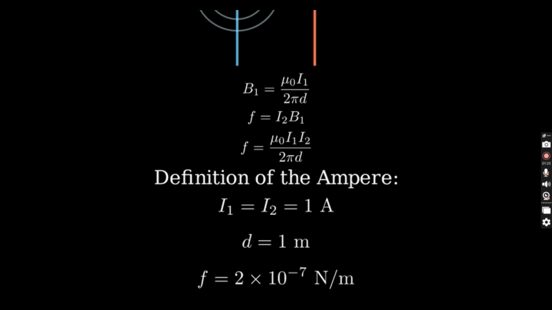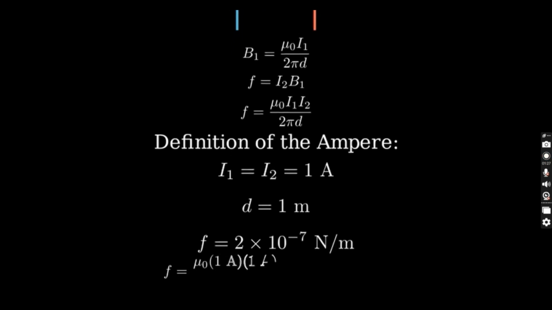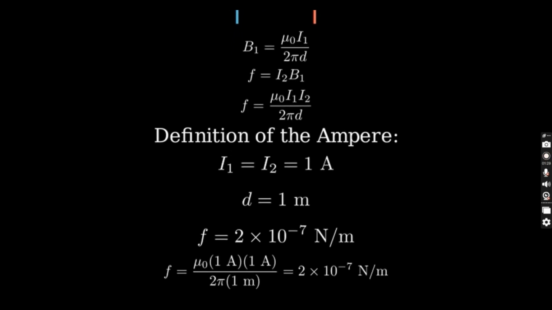Let's verify this definition using our equation. If we plug in 1 ampere for both currents and 1 meter for the distance, we get exactly 2 times 10 to the minus 7 newtons per meter, confirming our definition of the ampere.